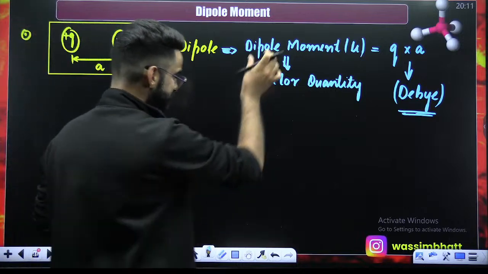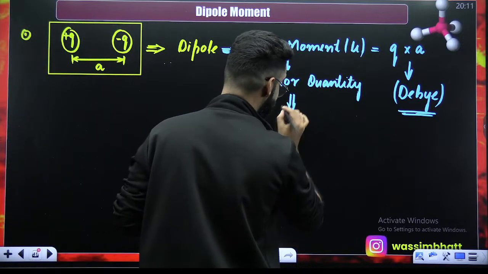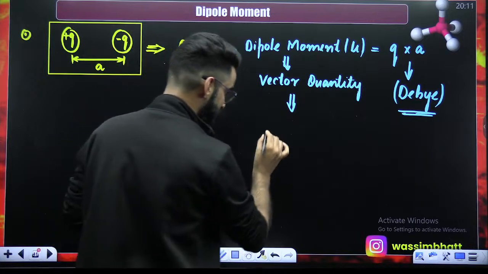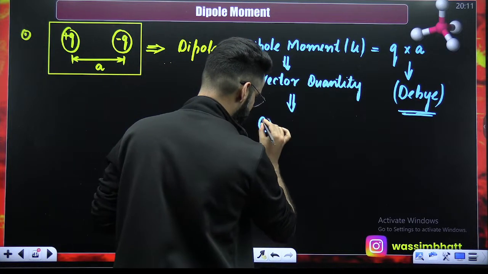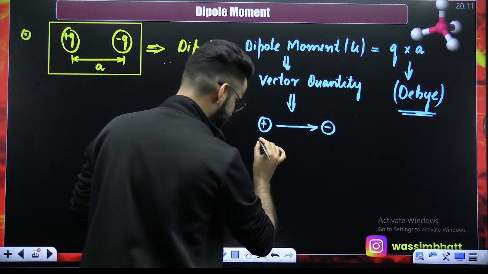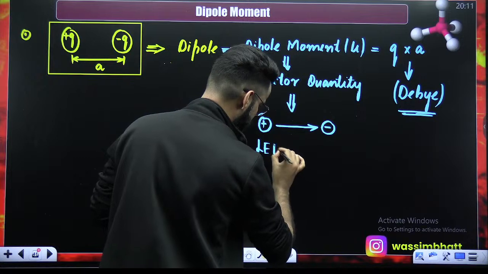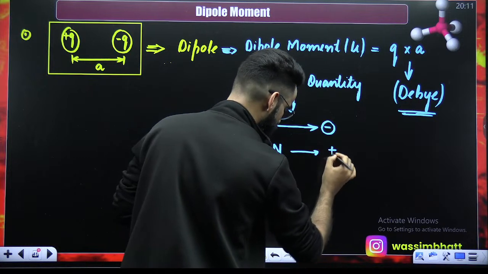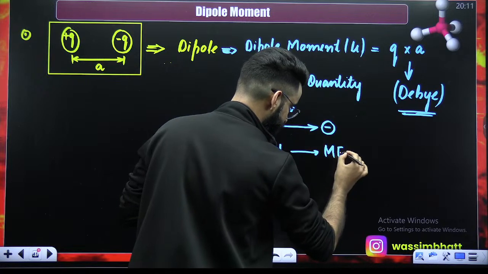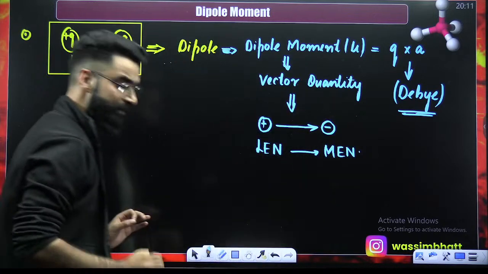Okay. Since dipole moment is a vector quantity, its direction in chemistry is taken either from positive to negative, or in chemistry I can say from less electronegative element to more electronegative element.